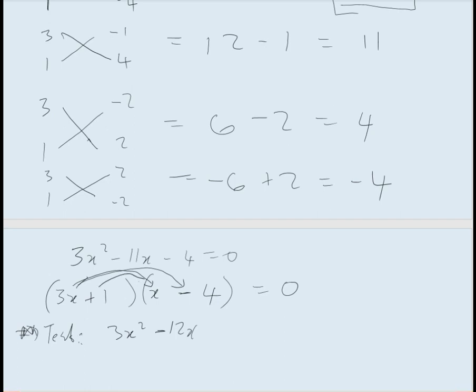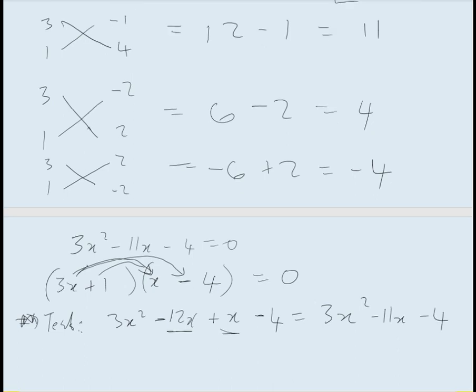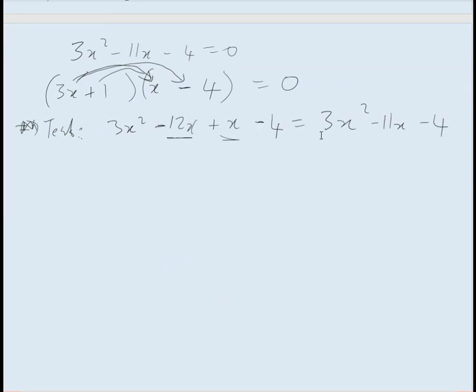Positive 1 times x, positive 1x. Positive 1 times negative 4, negative 4. And if we simplify here, because we have like terms, we end up with 3x squared minus 11x minus 4. So this is indeed correct. So these are our factors. So we've got 3x plus 1 is equal to 0, and x minus 4 is equal to 0.